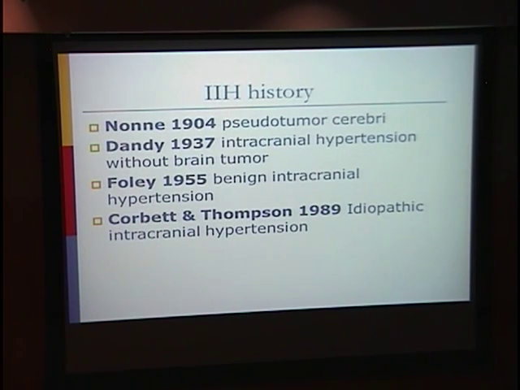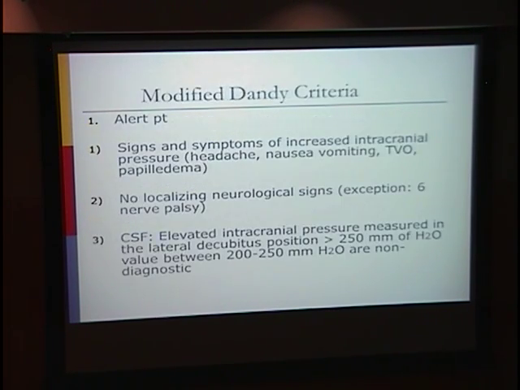Corbett and Thompson in '89 gave the name idiopathic intracranial hypertension. Nowadays, few people call it idiopathic intracranial hypertension. Most people call it pseudotumor cerebri, secondary or primary, and the primary is equal to idiopathic intracranial hypertension.